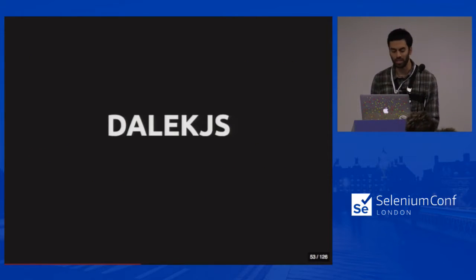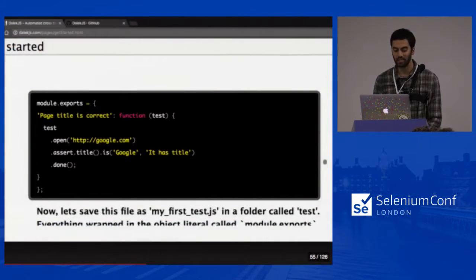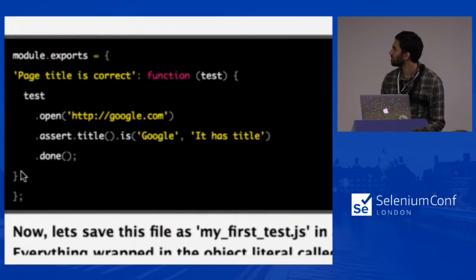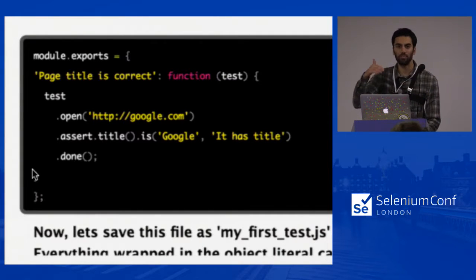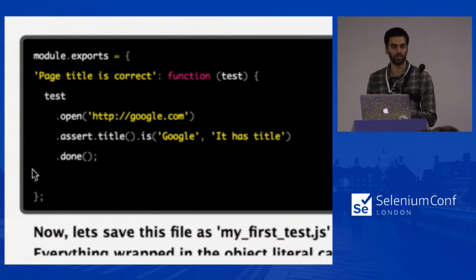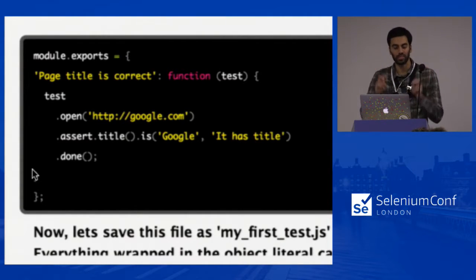Okay, moving on. We've got Dalek.js, which is pretty cool. Got a fancy website, lots of interesting pictures. Code looks a little like this. Can you see that? Yeah. So they've adopted that sort of chaining syntax where you say test.open.click.findElement, and yeah, I guess they're trying to make it a fluent API.